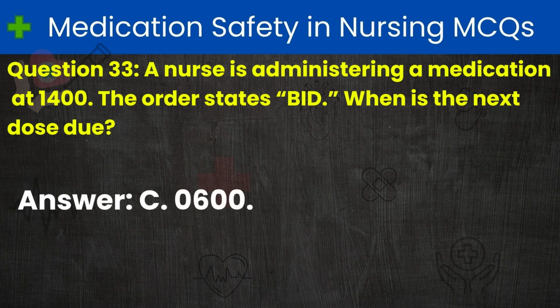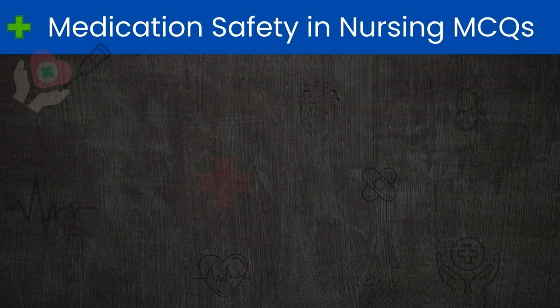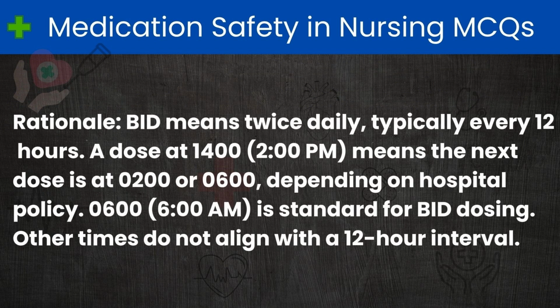Answer: C. 6 o'clock in the morning. Rationale: twice daily means the medication is given every 12 hours. A dose at 2 o'clock in the afternoon means the next dose is at 2 o'clock in the morning or 6 o'clock in the morning, depending on hospital policy. 6 o'clock in the morning is standard for twice daily dosing. The other times do not align with a 12-hour interval.